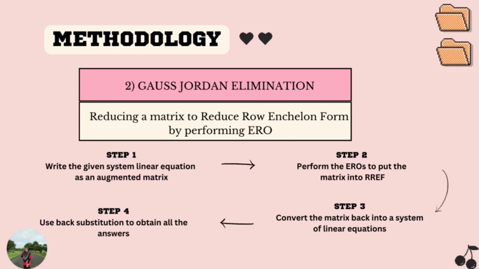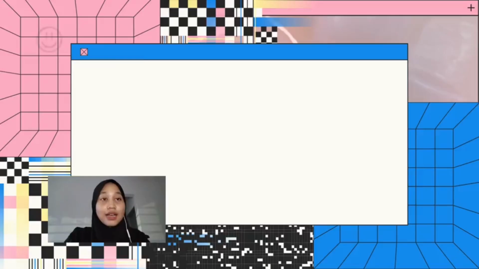Step 1. Write the given system of linear equations as an augmented matrix. Step 2. Perform the ERO to put the matrix into RREF. Step 3. Convert the matrix back into a system of linear equations. And the last one, use back substitution to obtain all the answers.